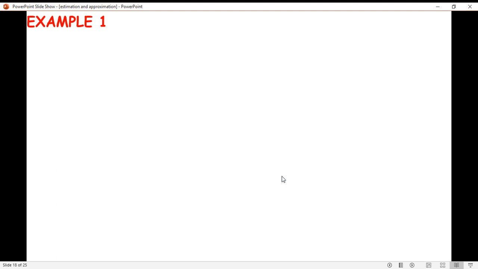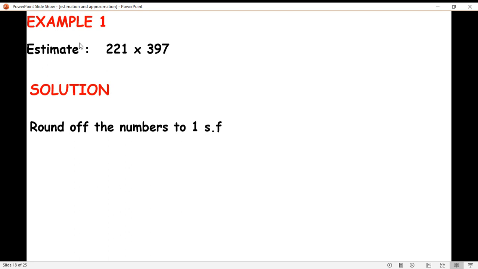Now let's look at example 1. We're going to estimate 221 times 397. Estimate 221 times 397. Now, how can we carry out this problem? What you're going to do is round the numbers to one significant figure. Now, you have 221 times 397.